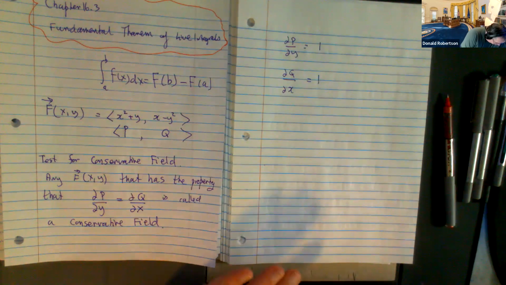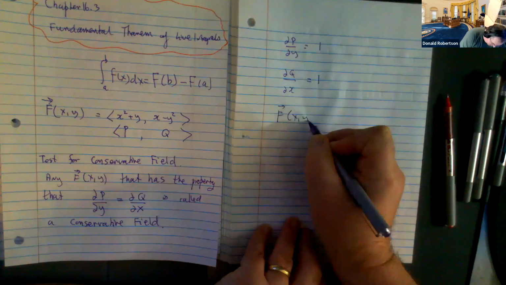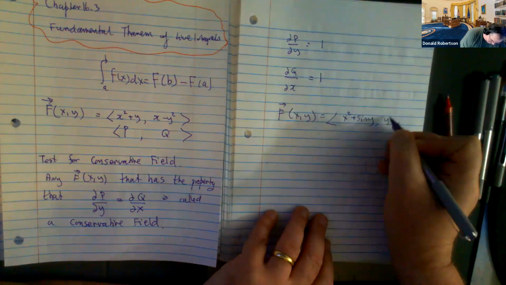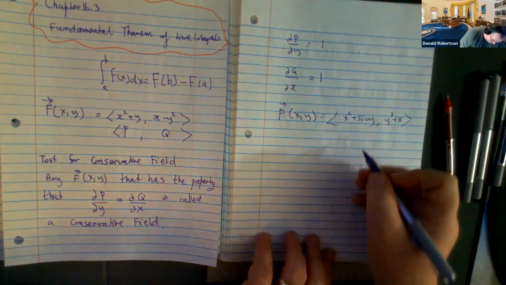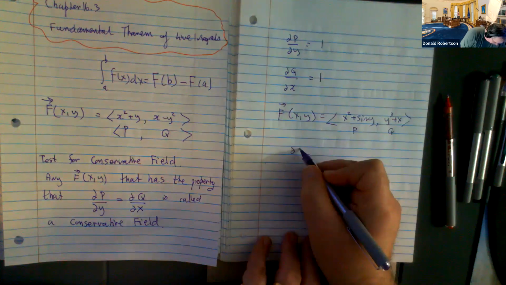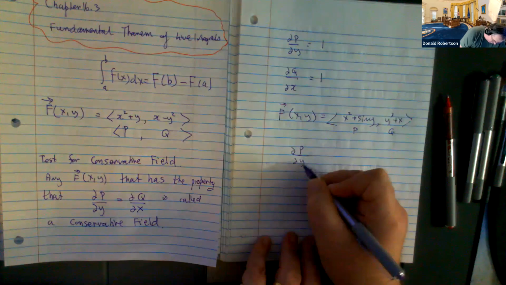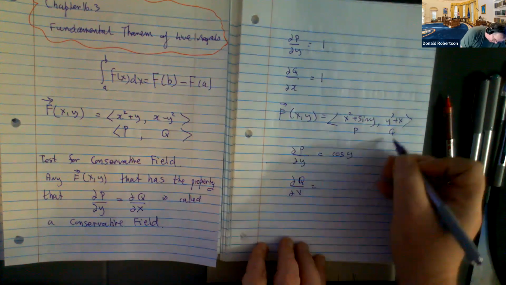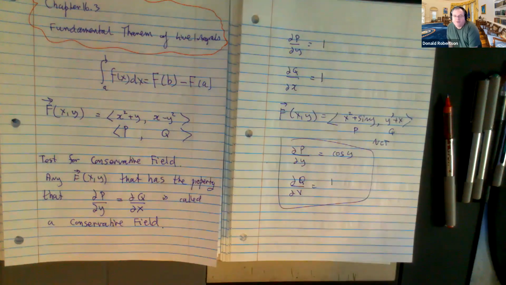So let me try another vector field, and I'll try my darndest to make it so that it isn't conservative. There. Now this is P, and that is Q. So the partial derivative of P with respect to y is the cosine of y, and the partial derivative of Q with respect to x is 1. This is not a conservative field, and therefore we shouldn't use the fundamental theorem of line integrals on it.